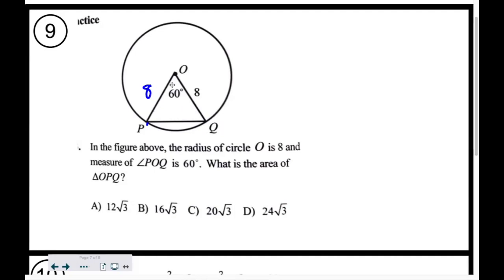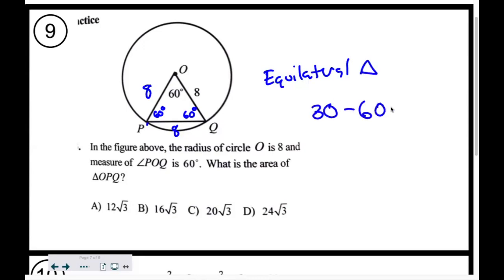Well, if they all add up to 180 and 60 is here, then that's 120 split up between these two. So they're each 60. So it's not isosceles, it's actually equilateral. Here's another one. When you have an equilateral triangle, again, you want to think of 30, 60, 90. Because if this is 60, if I drop an altitude, now I have a 30, 60, 90 over here.